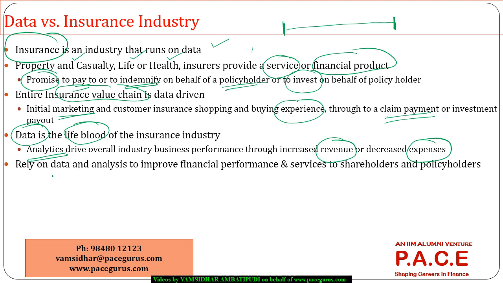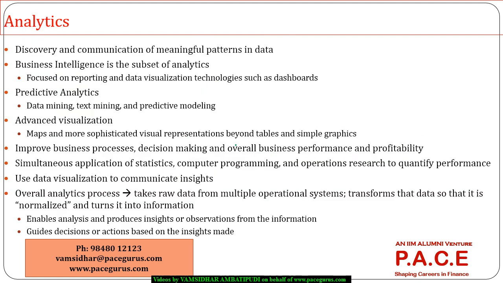So insurance is one such industry where there is a heavy reliance on data to improve the financial performance, to improve the bottom line, as well as to really segment the customers, target the customers, and provide value-added services to the policyholders as well as the shareholders, in case the insurance company is a shareholder-driven one. So this is a main reason. Data is very important in the insurance industry, and analysis on the data really plays a major role in improving the profitability of the industry.